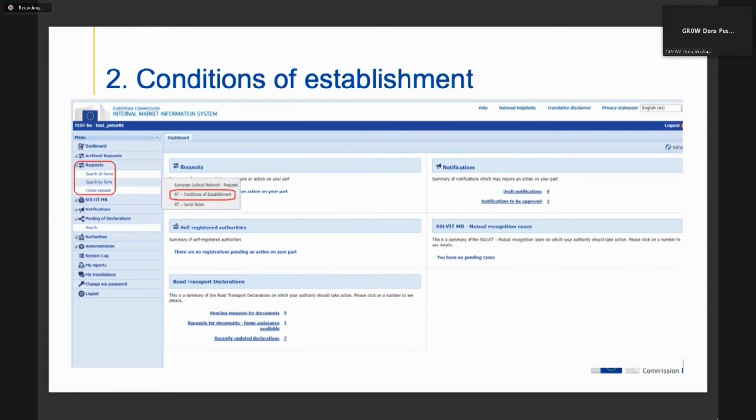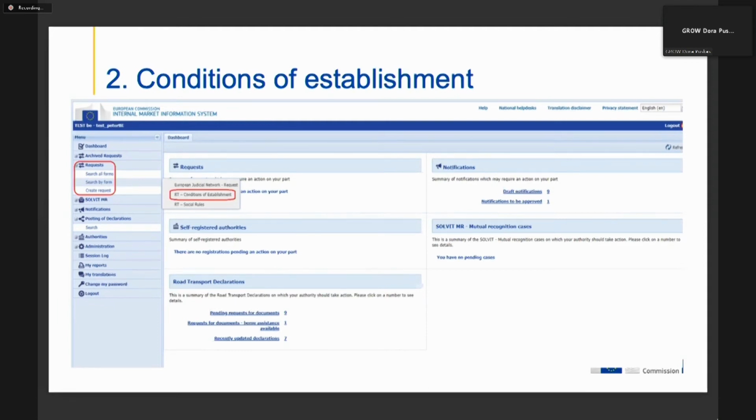Je vous ai parlé de 3 nouveaux modules dans l'IMI dans le cadre du package mobilité. Alors, la condition d'établissement, c'est le deuxième. Il s'agit aussi du traitement des sociétés boîtes aux lettres. Là encore, étant donné que ça va être une demande de workflow, ça va être un flux de travail par demande. L'UE est compétente pour cet échange de données. Donc, vous vous connectez et voilà ce que vous verrez sur votre panneau de contrôle si vous avez accès à la demande.